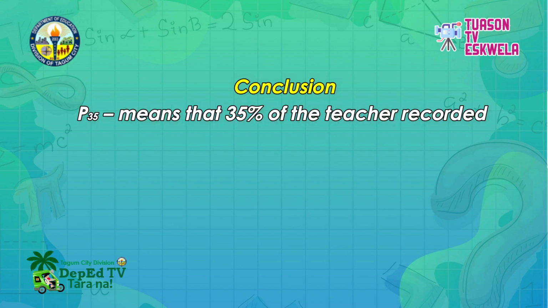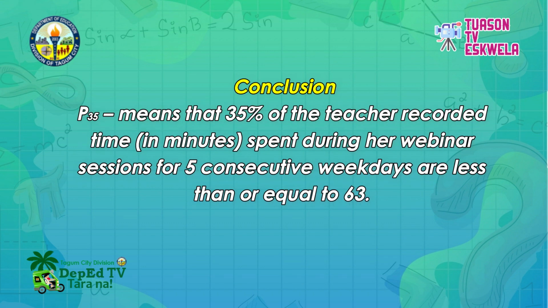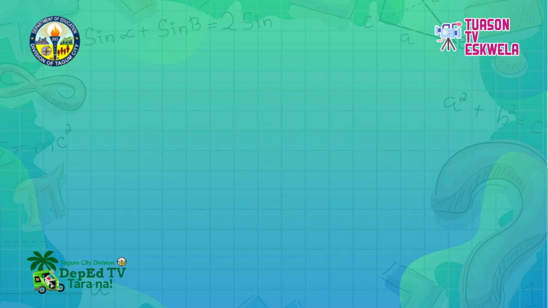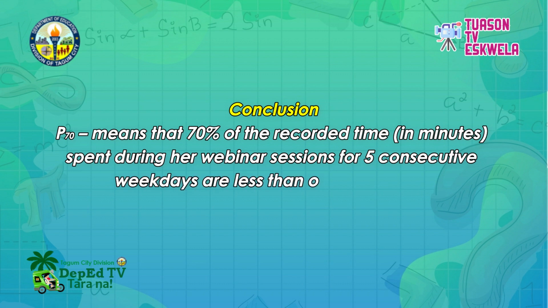Therefore, P sub 35 means that 35% of the teacher's recorded time in minutes spent during her webinar session for 5 consecutive weekdays are less than or equal to 63. And P sub 70 means that 70% of the recorded time in minutes spent during her webinar session for 5 consecutive weekdays are less than or equal to 132.